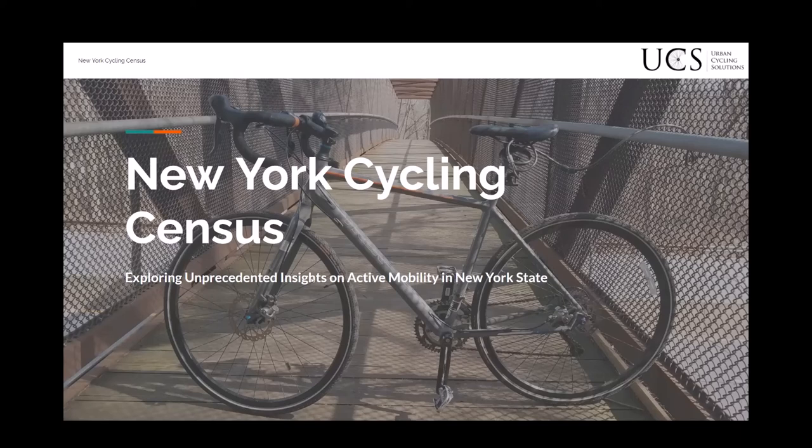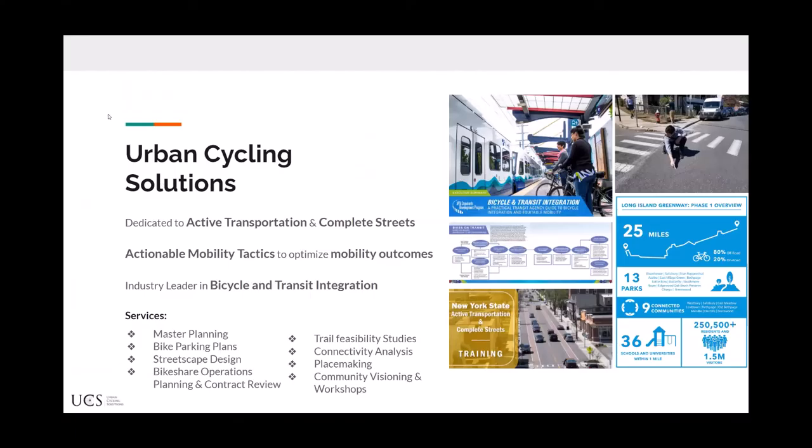Just before we do that, a little bit about who we are. Urban Cycling Solutions is a consultancy focused on active transportation and complete streets here in New York State, though we have done some work nationally. Some of you may be familiar with our work through the Department of Health. We offer free complete street workshops to any community in New York State every year. We actually have one slot left. So if there are any communities on the call that are interested in a complete street workshop, we are all ears and happy to come to your community.